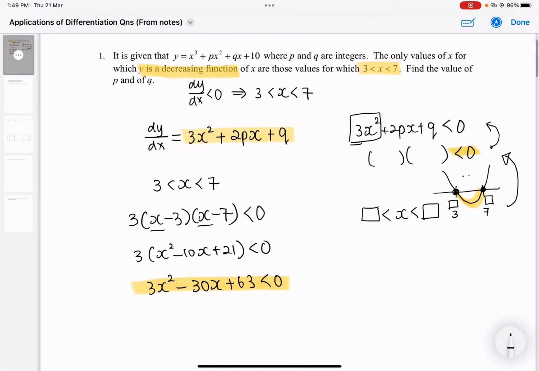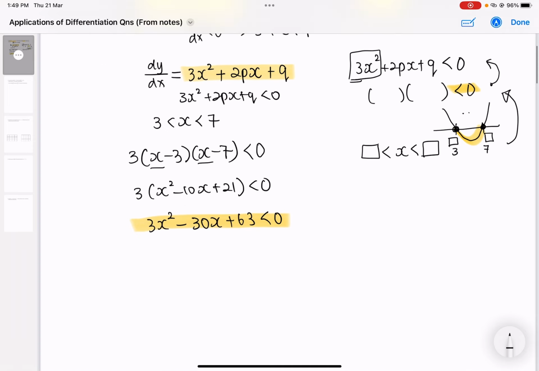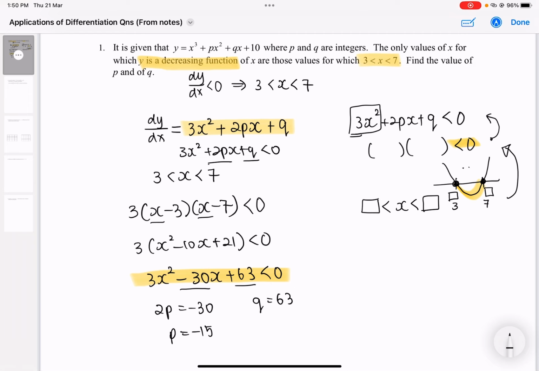So we know that dy/dx must be less than 0. If I compare this inequality with the inequality that we have just gotten, 2p equals negative 30, therefore p must be negative 15. And q equals 63. So I'm basically comparing the constant terms and the coefficient of x. So this is for question 1.